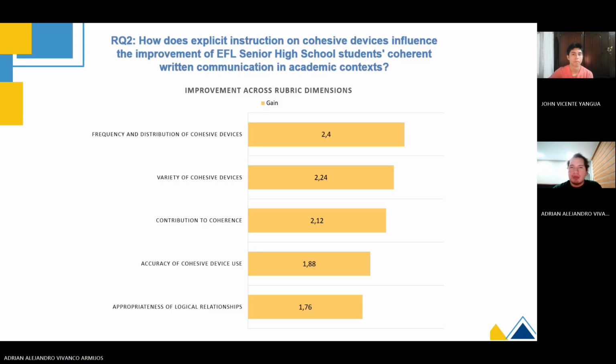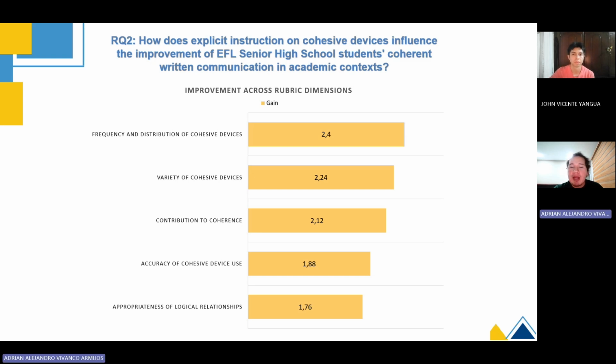Now, to better understand the improvement observed in the post-test, we analyze students' performance across each criterion of the analytical writing rubric. As illustrated in the graph, positive gains were identified across all 5 assessment criteria, indicating that the instructional intervention contributed to different aspects of students' coherent written communication.